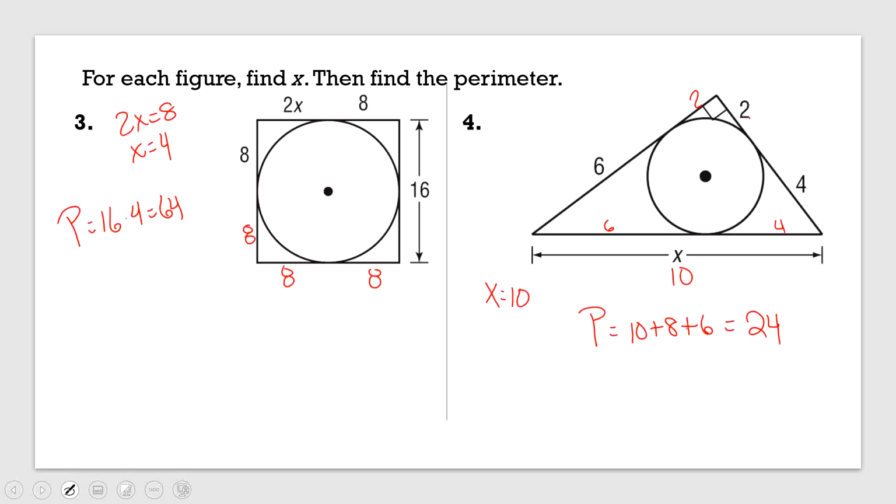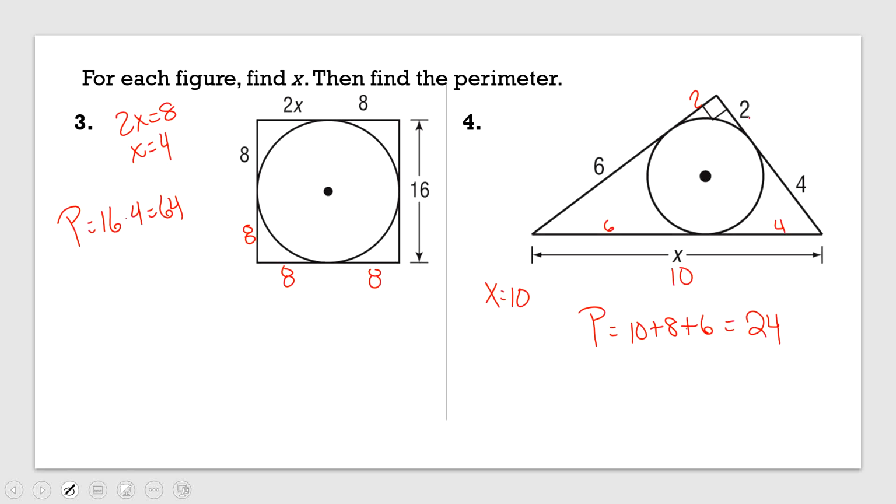Okay, here are our answers. We saw we have a square circumscribed around our circle with a side of 16. So it's going to be tangent right in the middle of all the square sides. So my x was 4, because that little bit had to be 8. All my other parts of them were 8. My perimeter is 16 times 4. So that would be 64.